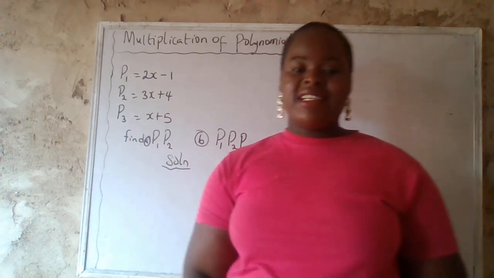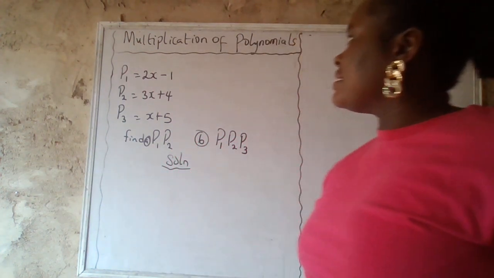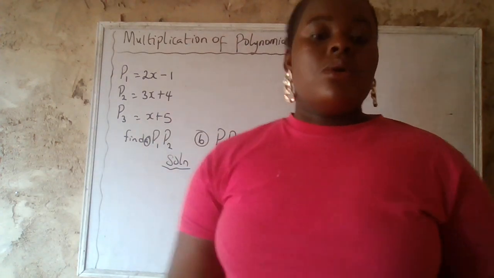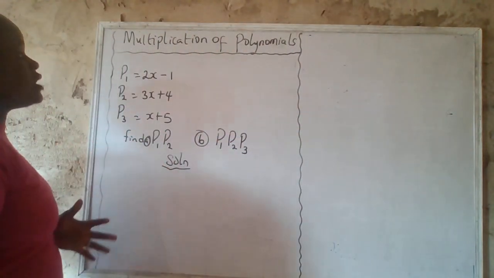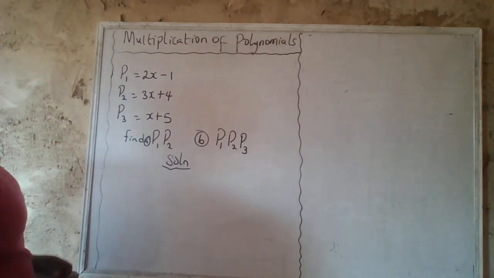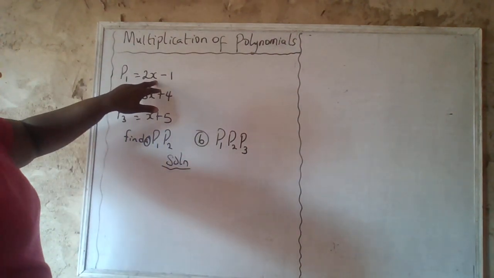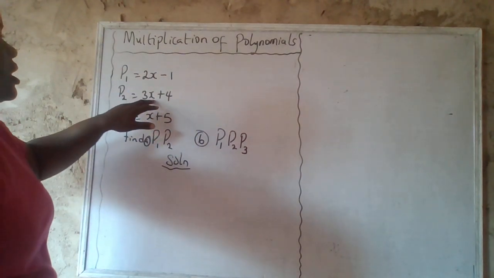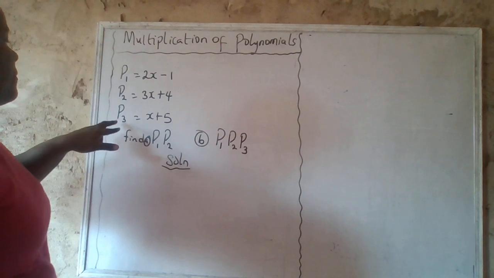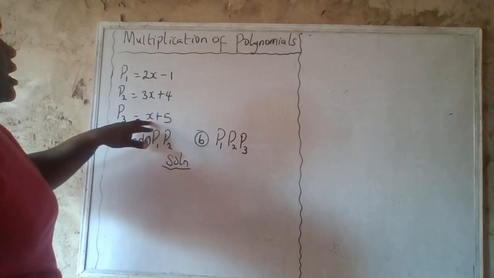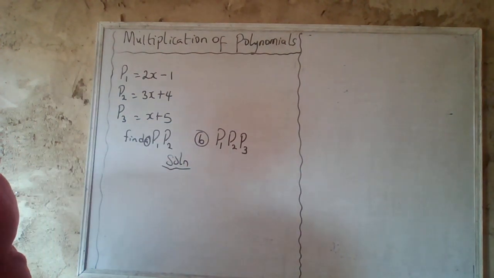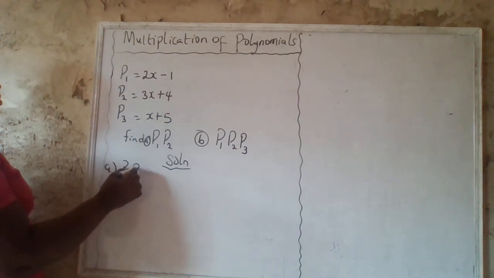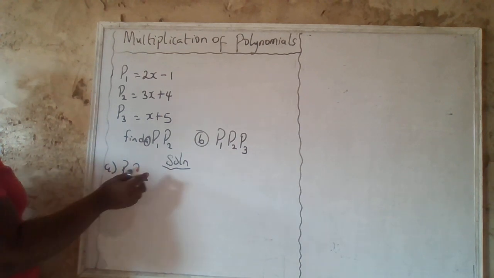Hello, welcome back. So now we want to look at multiplication of polynomials, and this is simply expansion of polynomials. Given P1 to be 2x minus 1, P2 to be 3x plus 4, and P3 to be x plus 5. We are asked to find the first one, P1 times P2.